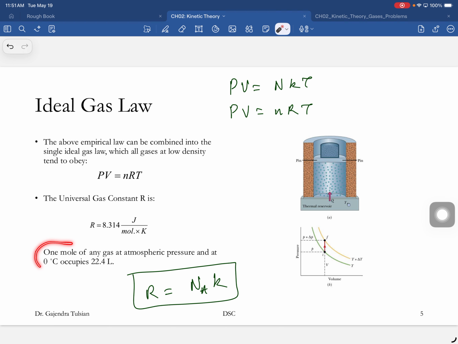And you guys have seen this before. 1 mole of any gas. This is interesting. You could take hydrogen, helium, nitrogen, oxygen, any gas. At atmospheric pressure and 0 degrees Celsius, it occupies 22.4 liters. That's about 5 gallons. So 1 mole will occupy about this much, the top slice of this stick.